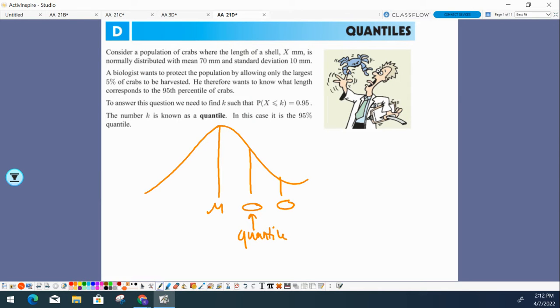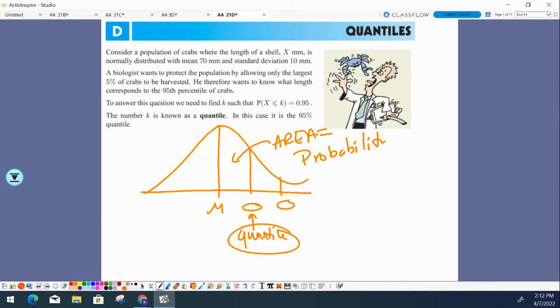Okay, so we are going to know a specific area, so then we can use the area under the curve. Because remember, the area here tells us the probability of whatever we're looking at. So if we know the area, we want to find the quantile, we're going backwards with our normal distribution.